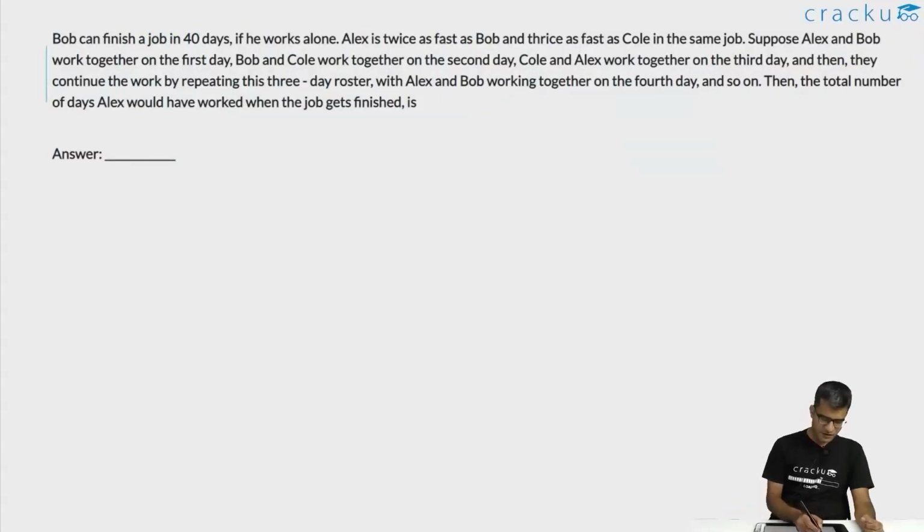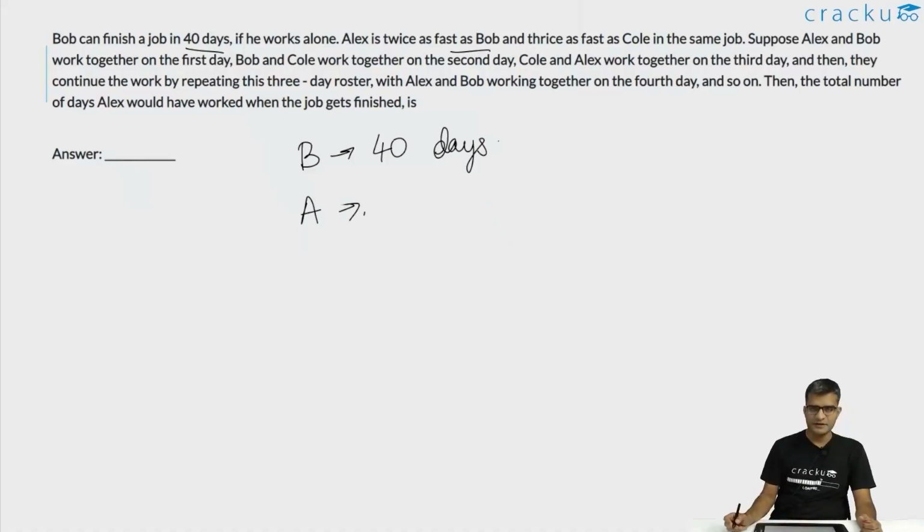In this question, we are told that Bob can finish a job in 40 days. So Bob, or B, takes 40 days to finish a job. Alex is twice as fast as Bob. So Alex, because he's twice as fast, will take half the number of days. So he'll finish the job in 20 days. And Alex is thrice as fast as Cole. Or Cole, because he's 3 times as slow as Alex, will take 60 days to complete the job.